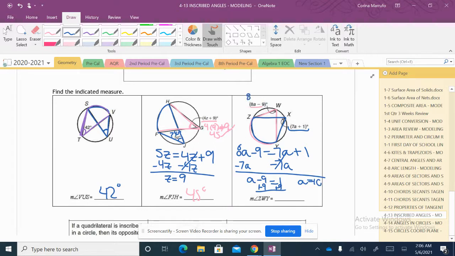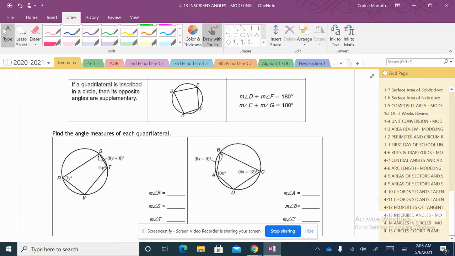Now that we know what A is equal to, we have 8 times 10 minus 9, that's 80 minus 9, which gives us 71. Now I'm going to do it on both of them because if we did this correctly, it should give us the same number. So it did give me 71, so we're good, 71 degrees.